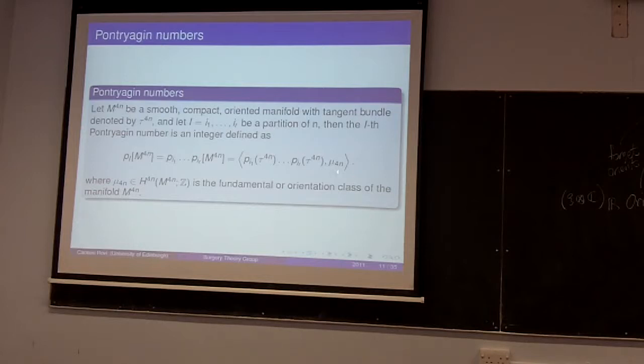This is the expression that we need for a Pontryagin number, and again, mu sub this subindex, that is the dimension of the manifold, is the orientation class. It's the fundamental class.